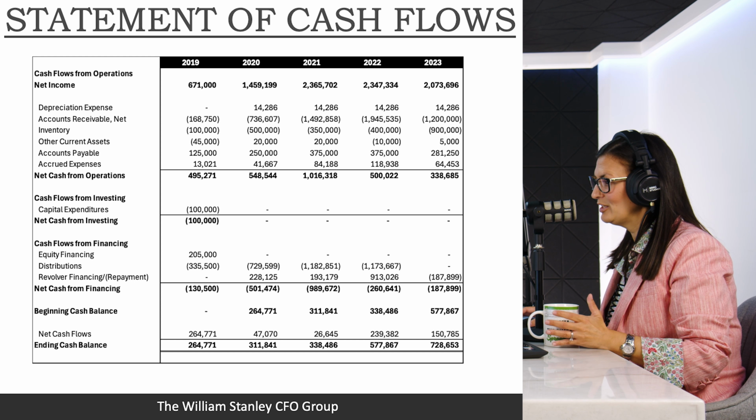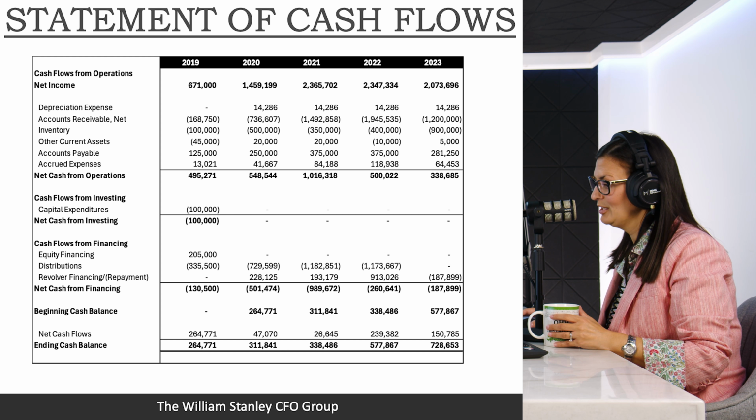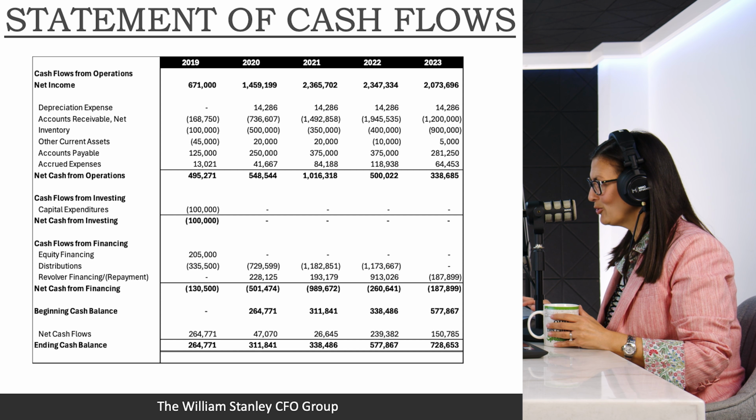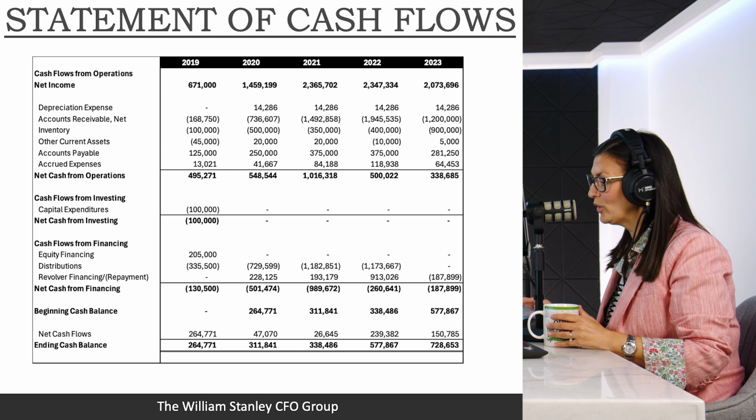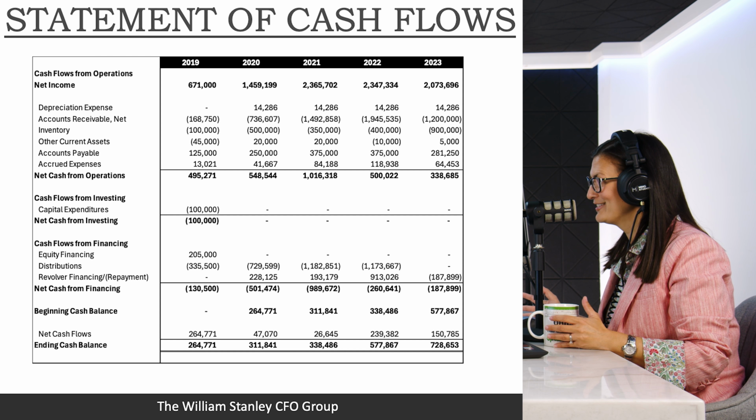And so if we look at what we're displaying right now, we can see that in 2021, for example, we earned $2.4 million of net income. We started the year with a cash balance of $312,000. But even though we earned $2.4 million of net income, we closed the year with a cash balance of $340,000. So our cash balance only went up $27,000. How did that happen? Well, the statement of cash flows bridges that gap.